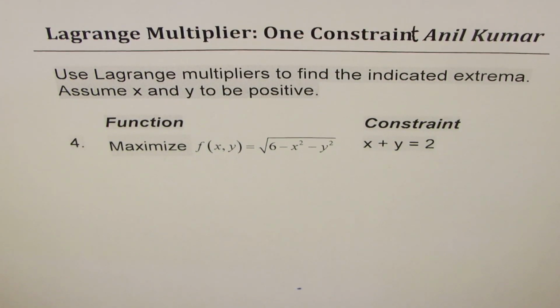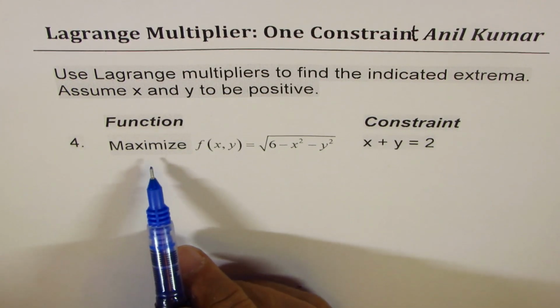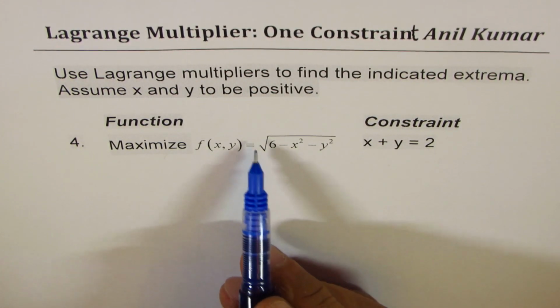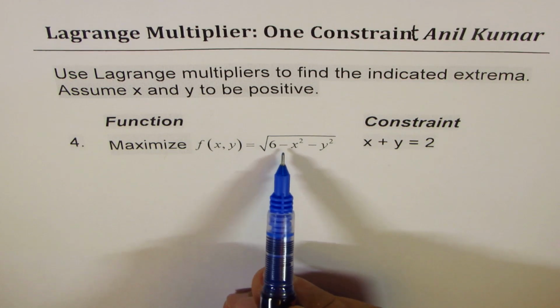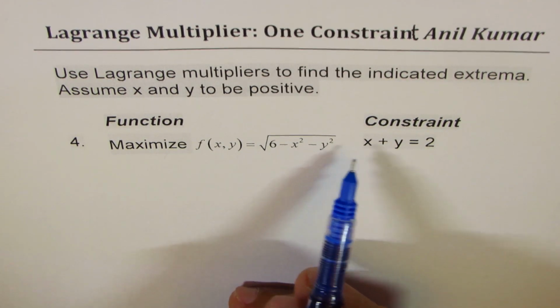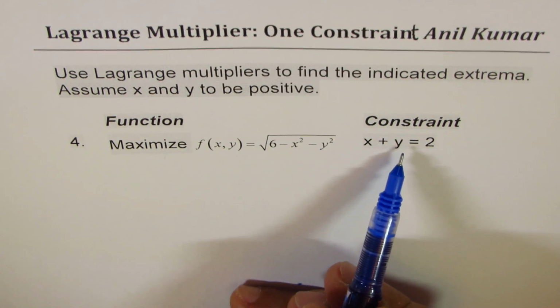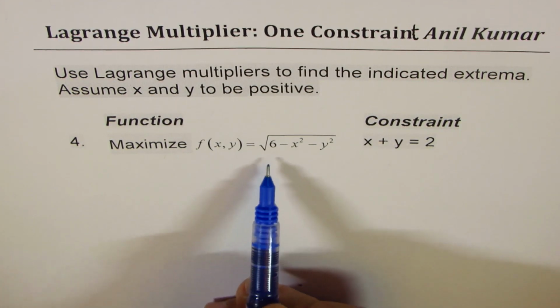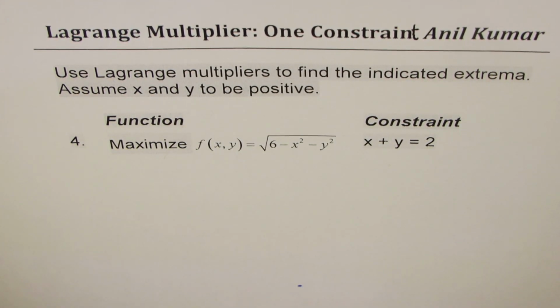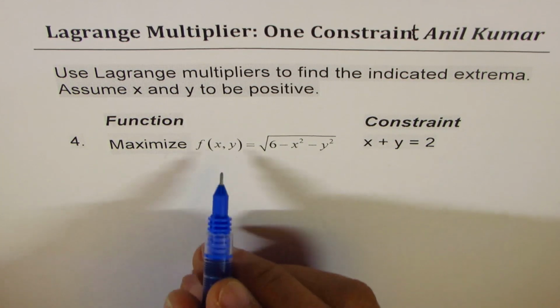Here is the last part of our question. We need to maximize f(x,y) equals the square root of 6 minus x squared minus y squared with the constraint x plus y equals 2. You can actually pause the video, solve this question on your own, and then look into my suggestions.